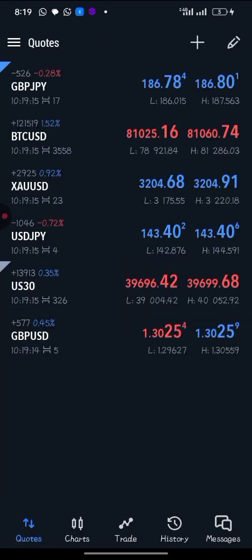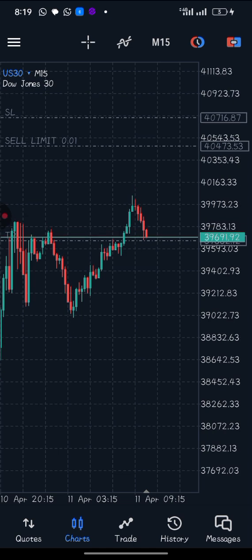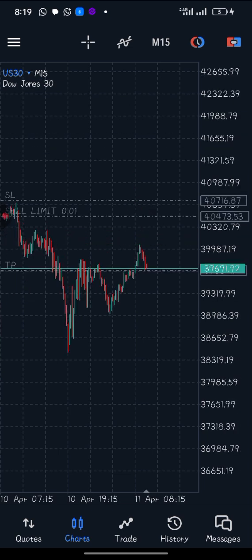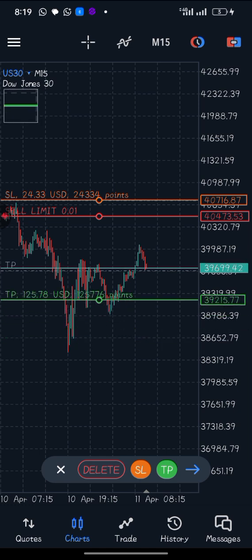Then for the US30 trade, it has still not tapped me in. In fact, I think it's going against it. I think it's reversing to the downside, but as long as it has not broken this low here, I'll still be waiting to see what is going to happen.